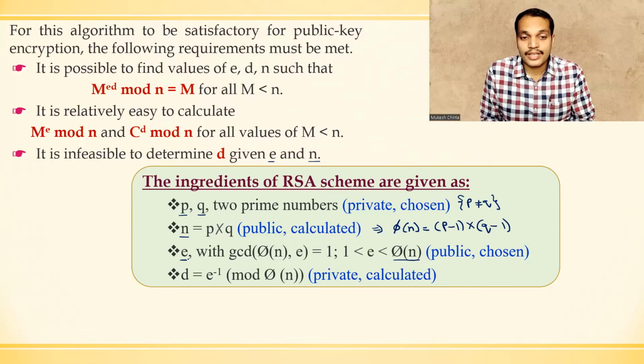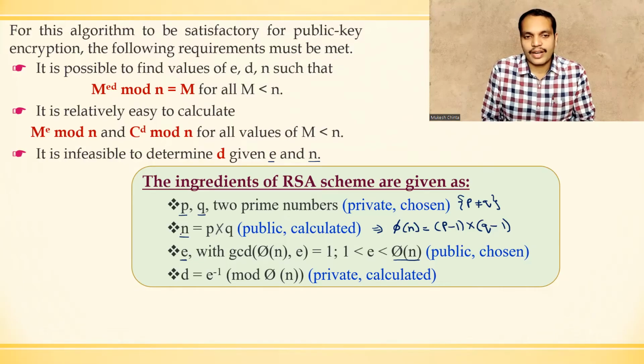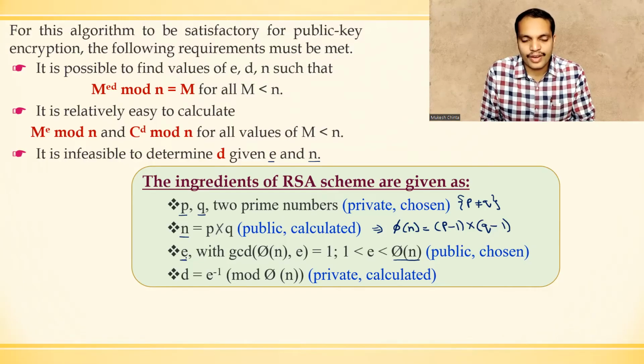Once again, as I told you, E is a part of the public key. So E can be public and it can be shared with others also. After selecting the value of E, you have to calculate the value of D. D is part of your private key and should never be disclosed. You don't tell it to anyone. So D is equal to E inverse mod psi of N.